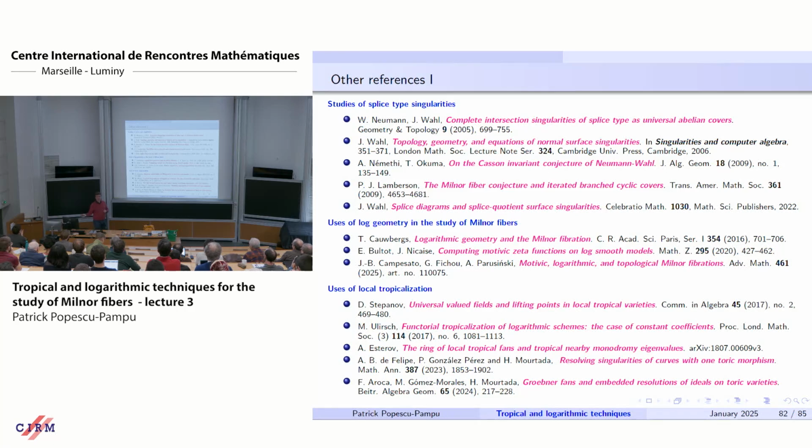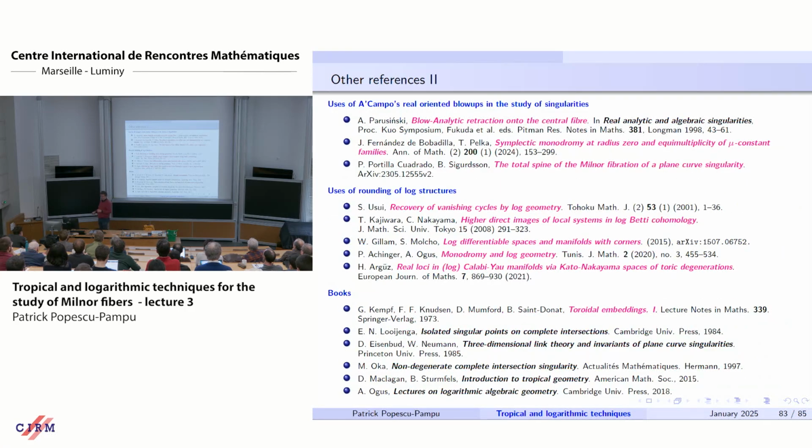For those interested, I have a list of references at the end on several themes I touched in this mini course: about splice-type singularities, about uses of log geometry in the study of Milnor fibers, uses of local tropicalization. Again, everything in magenta is clickable, so you get direct access to those papers. Uses of A'Campo's real-oriented blow-ups. So if you have some problems, you don't need to go to log geometry. You can simply use A'Campo's vision. For uses of rounding of log structures, you have other papers.